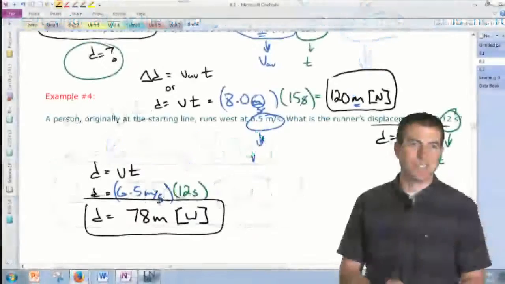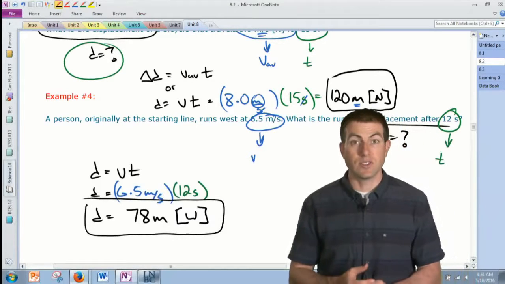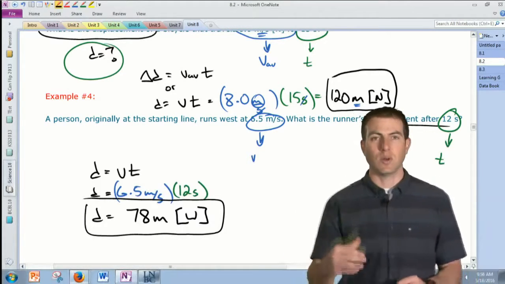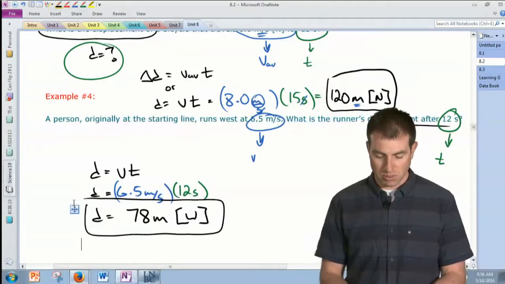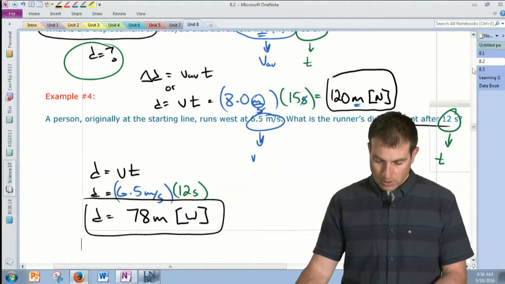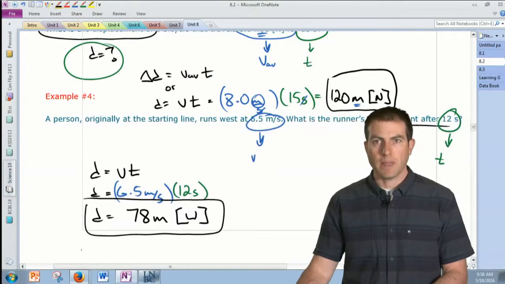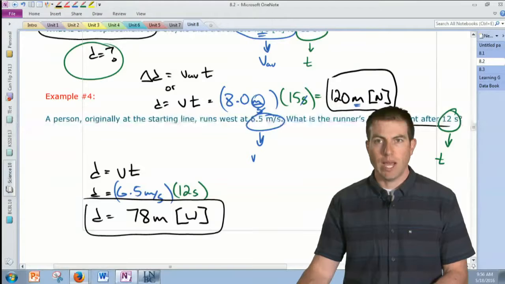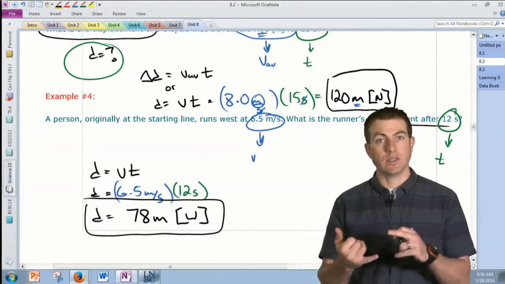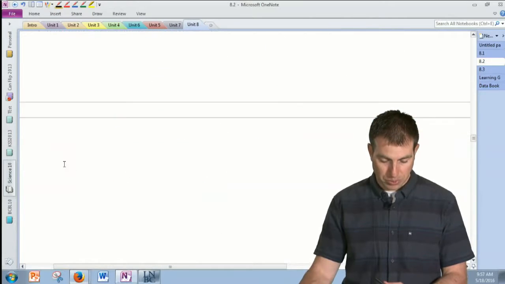Oh, you did the one in the assignment. Yeah, if you haven't noticed, the questions in the assignment are almost identical to the ones in the notes. It's just they switch the numbers up a little bit. So there you go. So that was that. So well done, guys. 78 meters west. Make sure you're including units of meters and then your direction west. Both those things are super duper important.